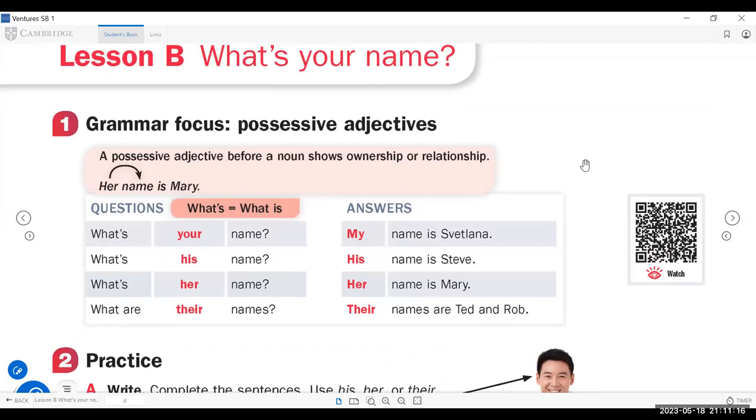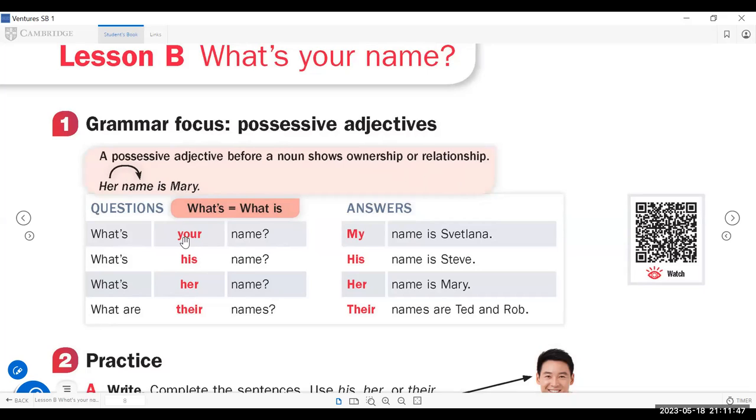A possessive adjective before a noun shows ownership or relationship. We already talked about this in Spanish. Lo que ustedes me dijeron. A possessive adjective before a noun. Un adjetivo posesivo antes de un nombre nos muestra ownership o relationship. Posesión o relación. For example, her name is Mary. Su nombre, el nombre de ella es Mary.